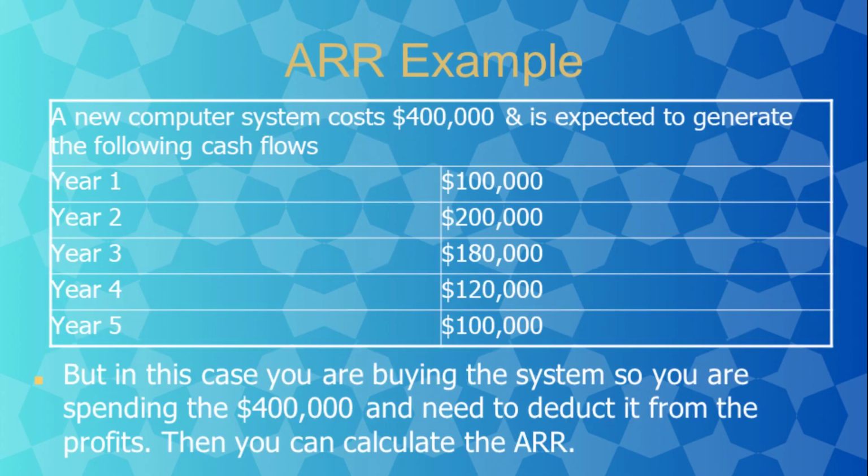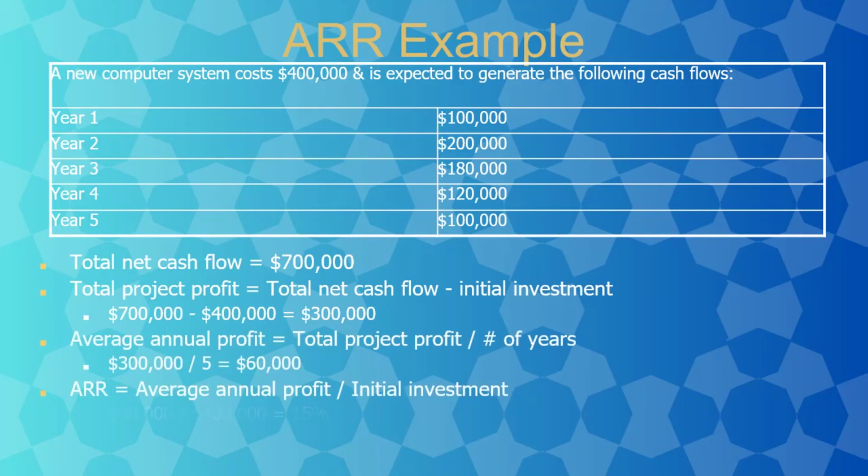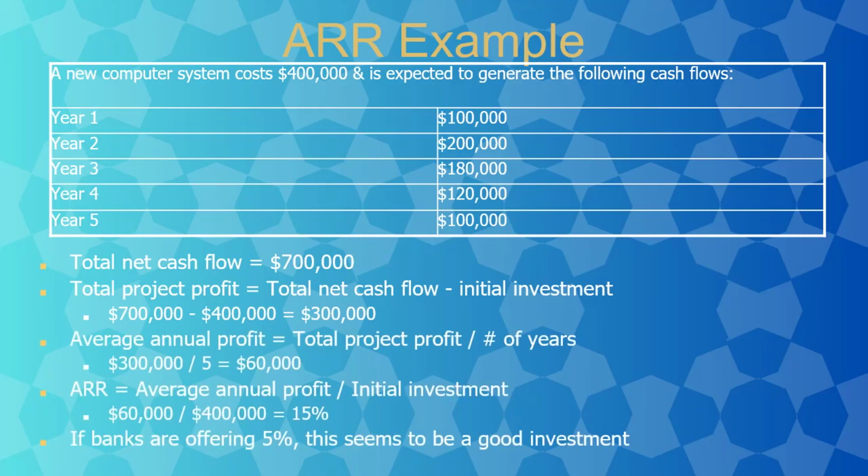A new computer system costs $400,000 and generates specific cash flows over 5 years. To find the ARR, deduct the initial cost from the total cash flow. In this example, the total net cash flow is $700,000. By calculating the average annual profit and dividing it by the initial investment, we find the ARR. If the ARR exceeds the borrowing interest rate, the investment is recommended.